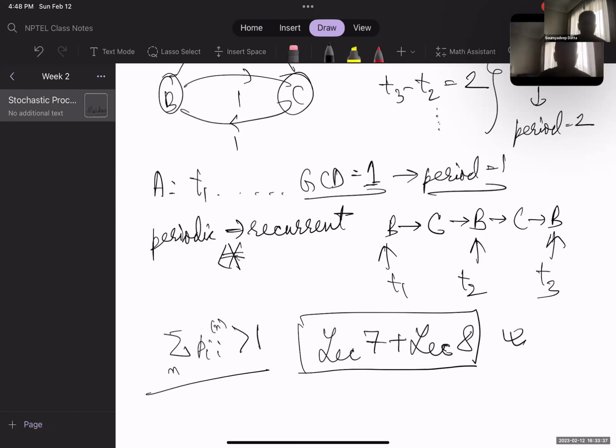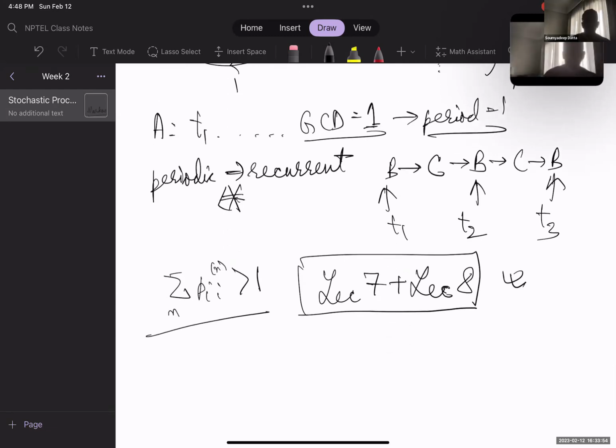So yeah, any other questions, any other doubts? Will you be covering null recurrent and positive recurrent? So again, could you repeat? Actually, in the lecture, they have this positive recurrence and null recurrence. I couldn't understand.